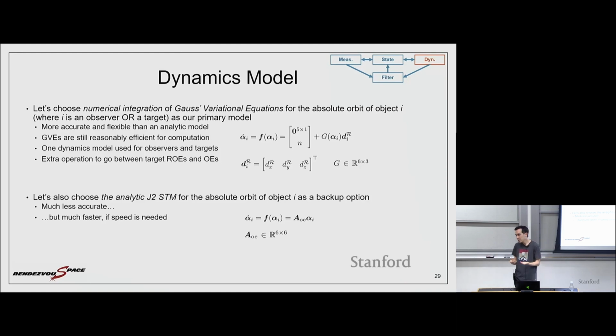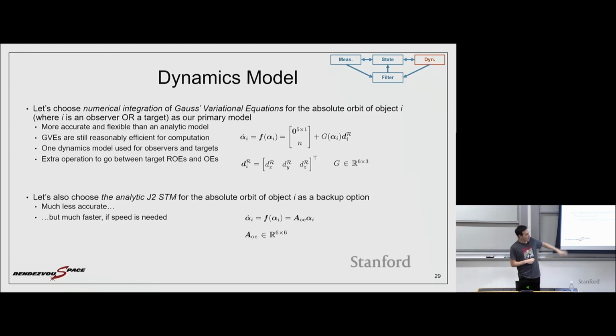And the operation to convert from orbit elements to relative orbit elements is, again, very cheap. So we do orbit element propagation. The GVEs are, again, great for being able to include arbitrary perturbations and improve the accuracy of your modeling without too much computational cost.